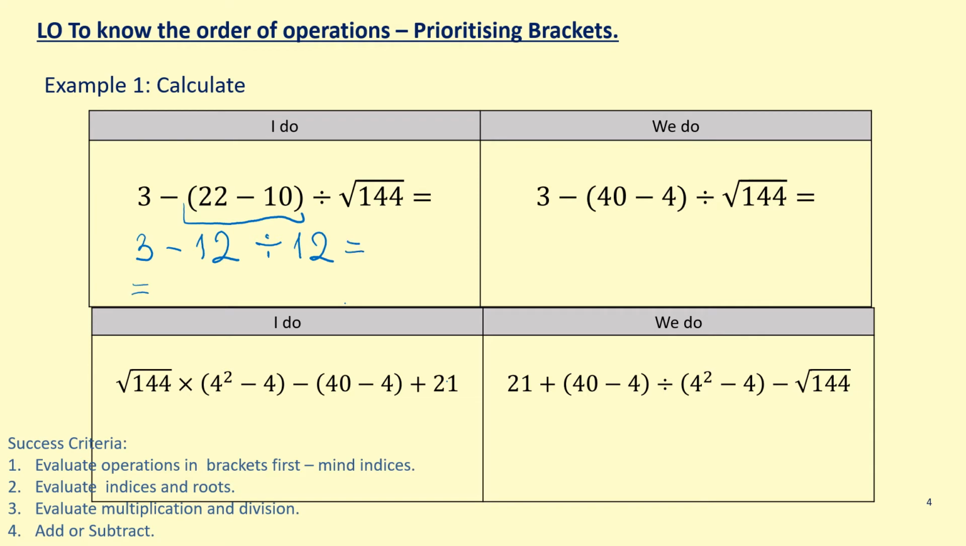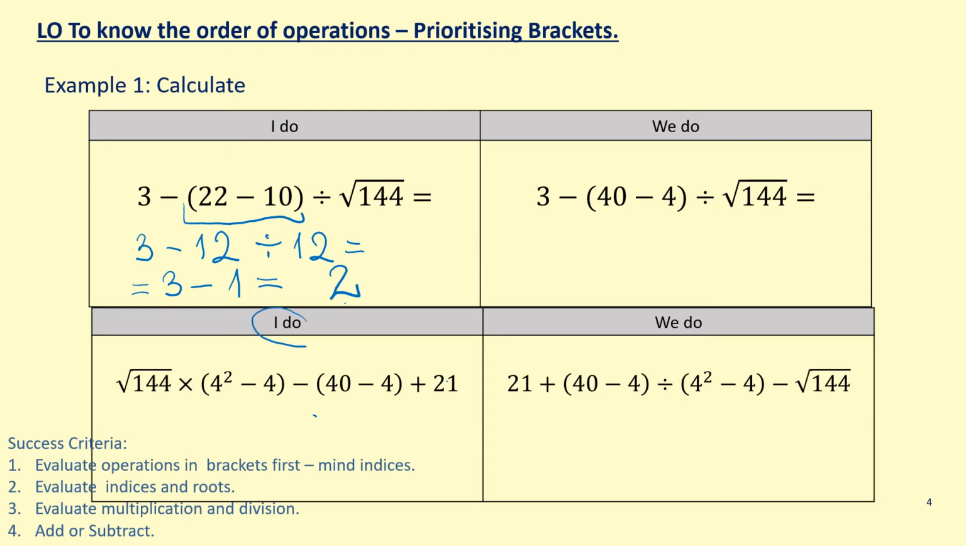And in here, I've got take away and divide. So I know that division comes first. So it's going to be 3 take away 12 divided by 12, which is 1. 3 take away 1 is 2. So the final answer is 2.